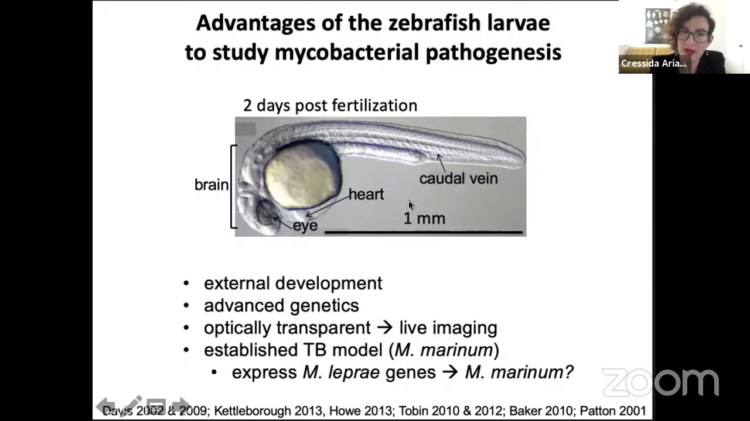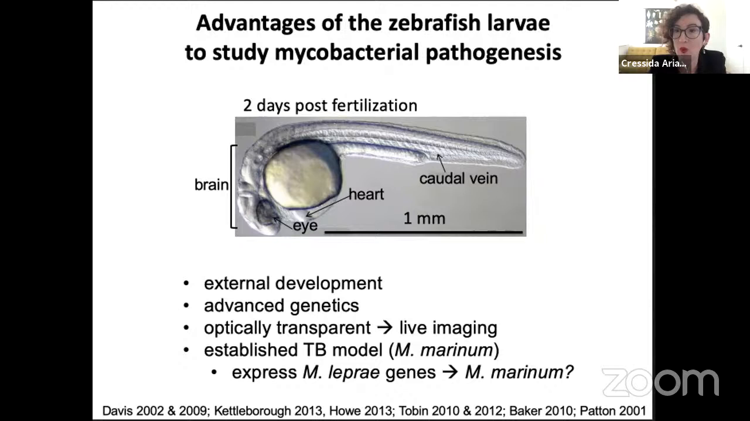It also has, by 2 days old, a beating heart, a recognizable brain, and many other features of the nervous system that you would need to understand neurological infection in a vertebrate. Because these animals are so similar to humans, they share about 70% of their genes with humans. So there's homologs for about 70% of human genes present in the zebrafish. And of course, genetic manipulation of the fish is quite easy.